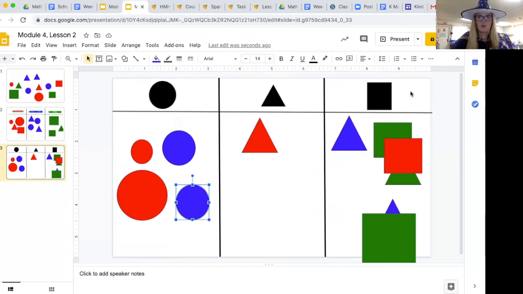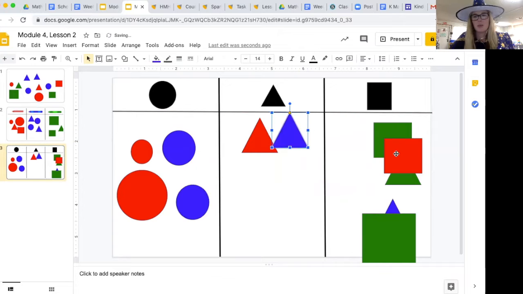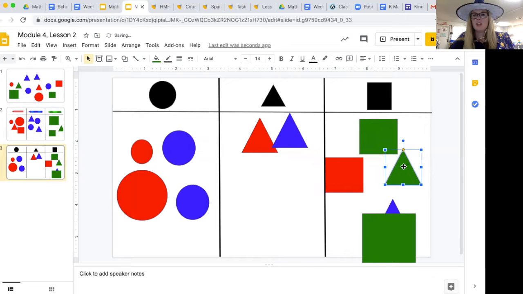Am I done? No. My square column. What's this guy? That's Triangle Man. He should not be here. Triangle Man. Okay. Is this good? He should stay in the squares. And this one's a square. He's hiding. Where does he go? Does he go here? No? Oh, here. Okay.